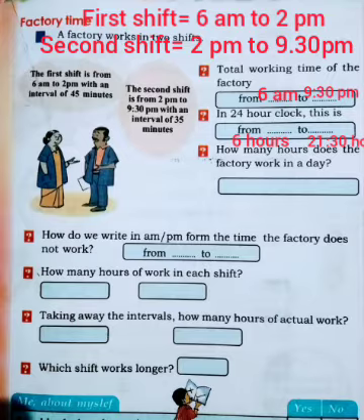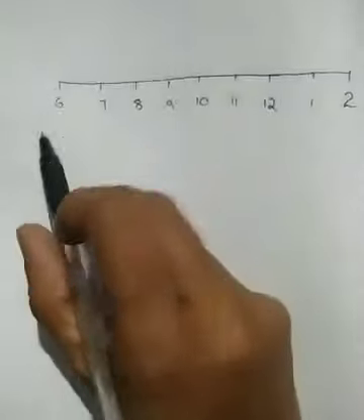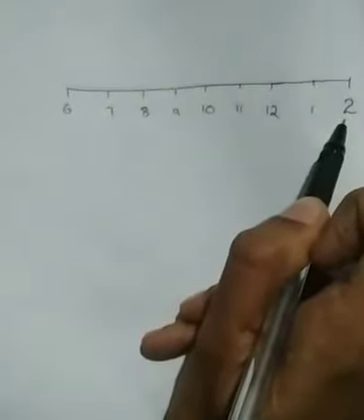Okay, we want to find this in two shifts. The first shift is from 6 a.m. to 2 p.m. How many hours? 6 a.m. to 2 p.m.